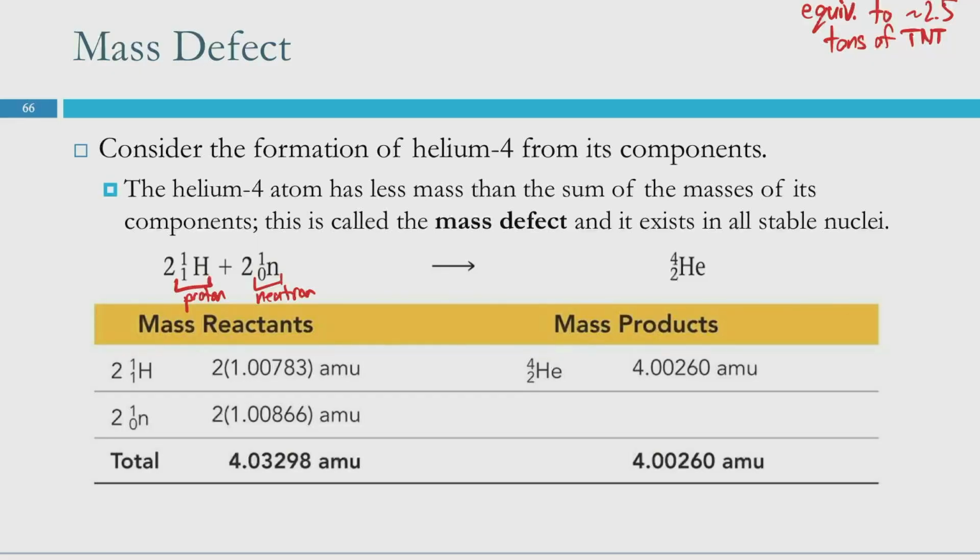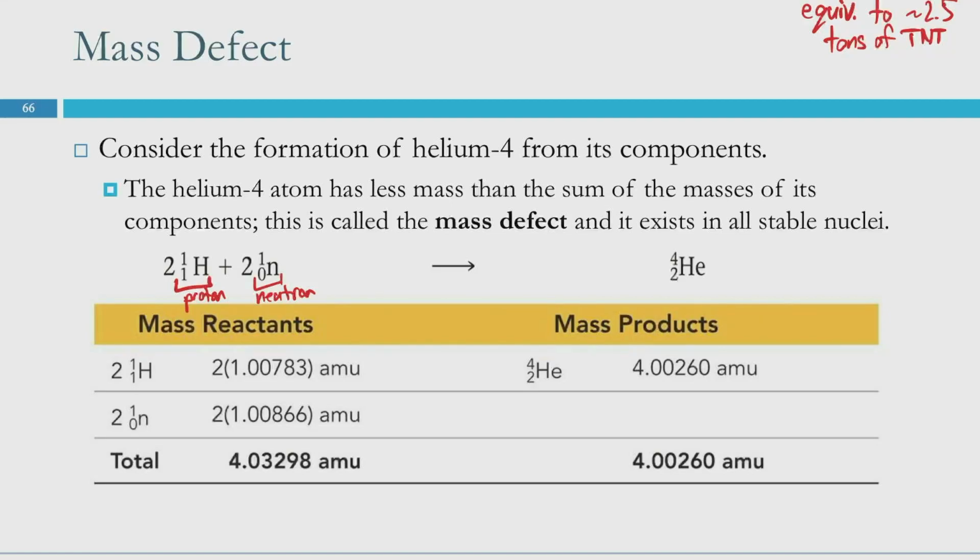If we add up those components, 2 helium-1s is going to have 2 times this many AMUs, and our 2 neutrons are going to have slightly more mass. If we add that all up, we get a total mass of our components of 4.03298 AMUs. If we look at the helium nucleus as it actually exists, the mass measurement that we get is 4.00260 AMUs.